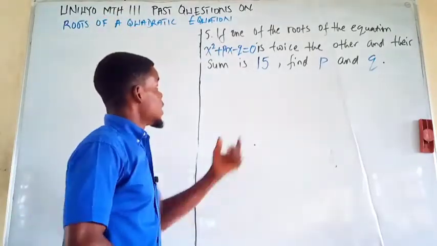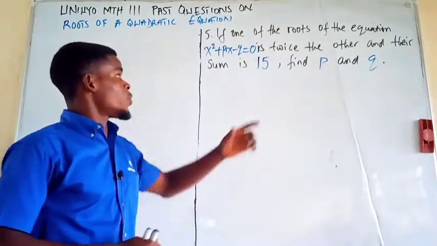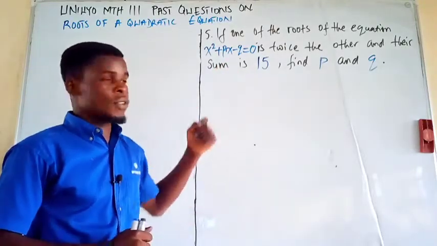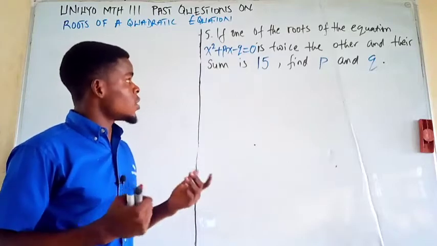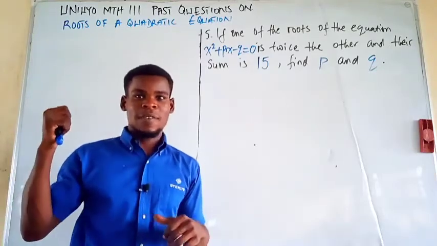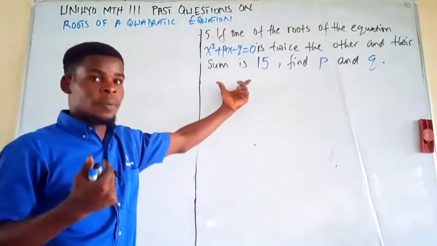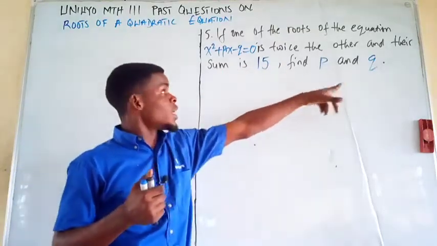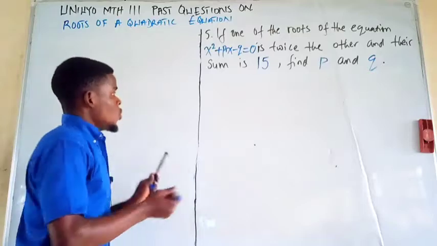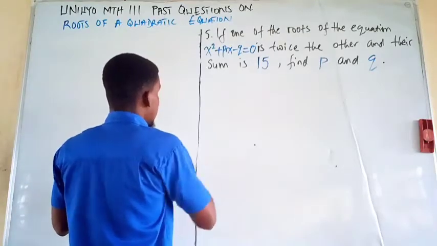Okay, and here we have it that if one of the roots of the equation x squared plus px minus q equals 0 is twice the other, and their sum is 15, find p and q. So again, I will start by saying let.